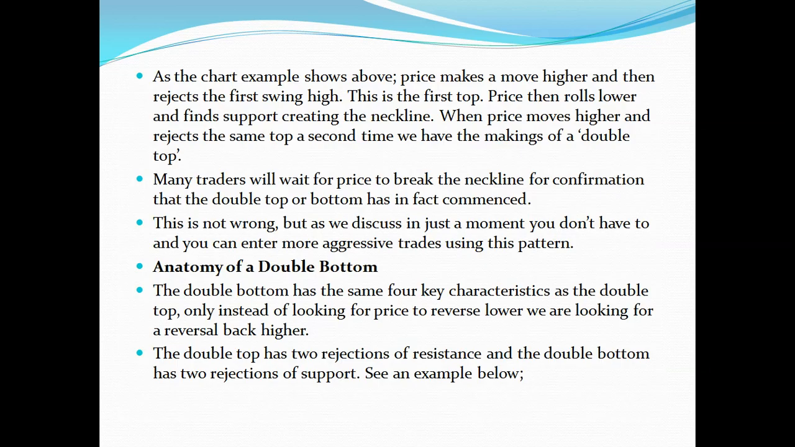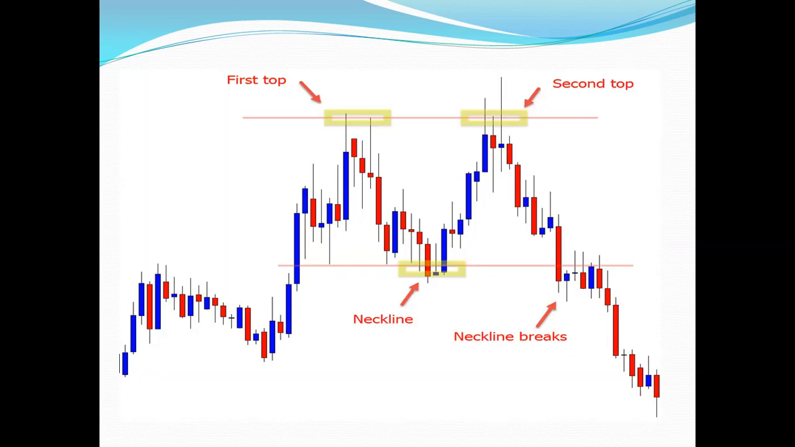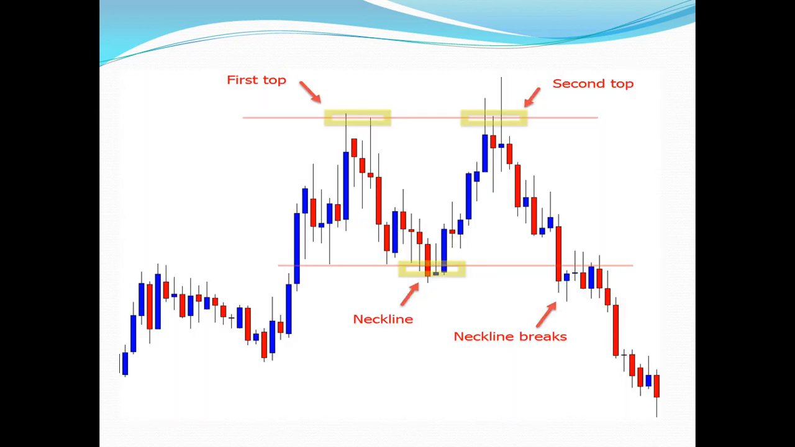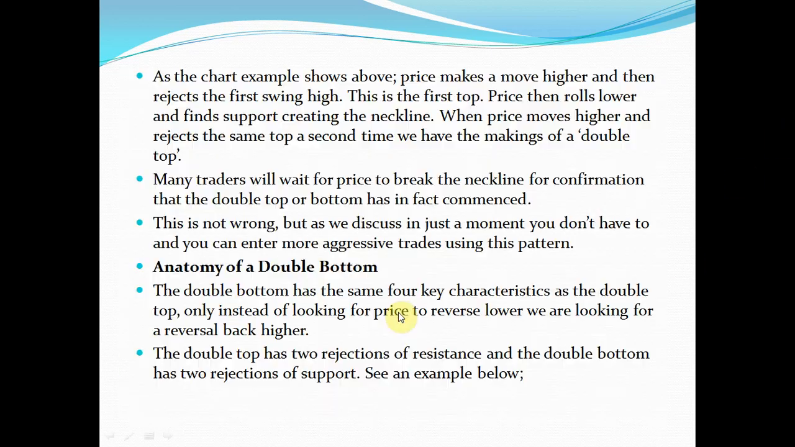As the chart example shows above, in an uptrend the price makes a move higher and then rejects the first swing, and this is the first top. The price then rolls lower and finds support, creating the neckline. When the price moves higher and rejects the same top a second time, we make the kings of double top.